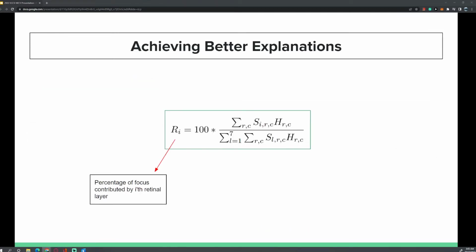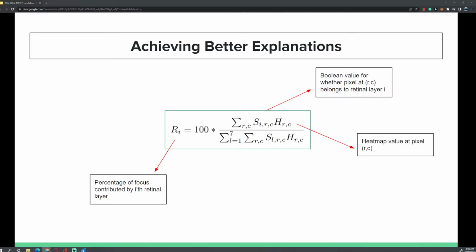To achieve better explanations, we use retinal layer attribution. Essentially, we seek to determine how much each retinal layer contributes to the classification. To do this, we take the sum of the heat map values of all pixels for a given retinal layer and divide by the total sum of heat map values.